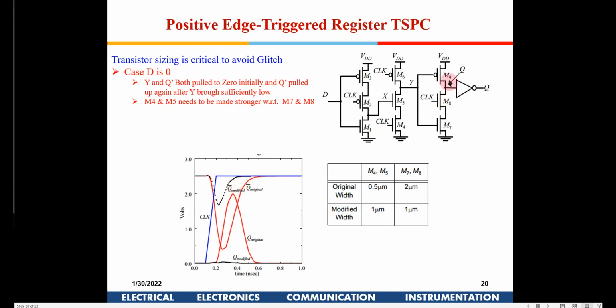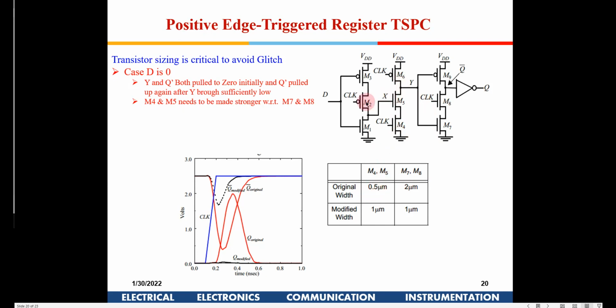Subsequently, when Y falls down, M7 will be switched on and M9 will be switched on, and this will get charged back again here. Now if you see in the output here, Q, this red line, there will be a glitch. So there will be a glitch available at the output. To avoid that, the initial sizing was like this: M7 and M8 were 2 micro, whereas M5 and M4 were 0.5 micro.